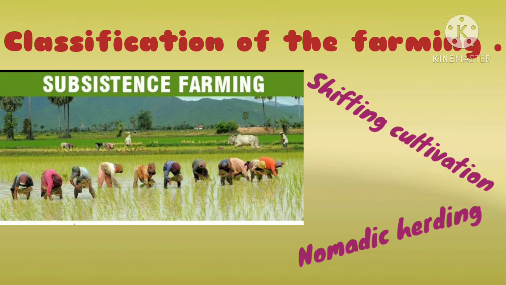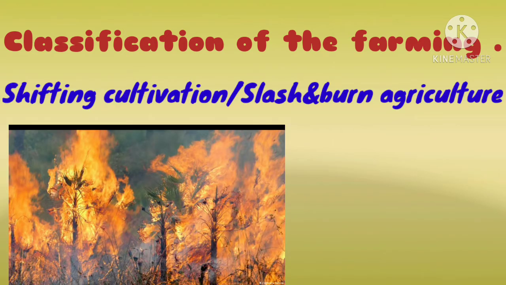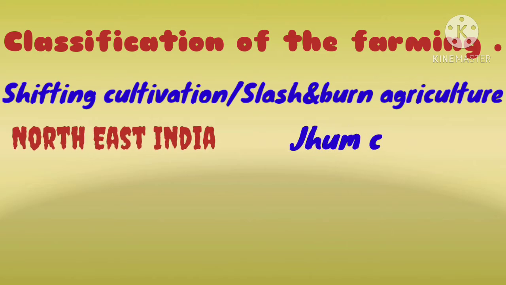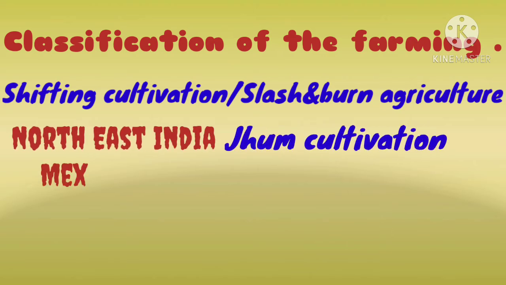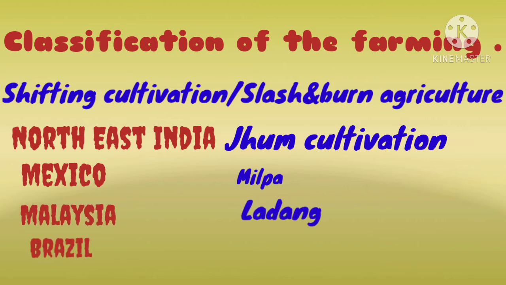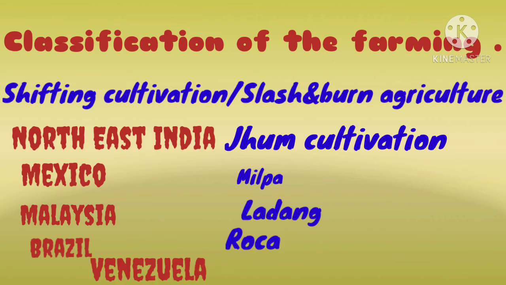Shifting cultivation, also known as slash and burn agriculture. In different parts of the world, it is known by different names. Example, Northeast India, jhum cultivation. In Mexico, it is known as milpa. In Malaysia, it is known as ladang. In Brazil, it is known as roca. In Venezuela, it is known as konuk.